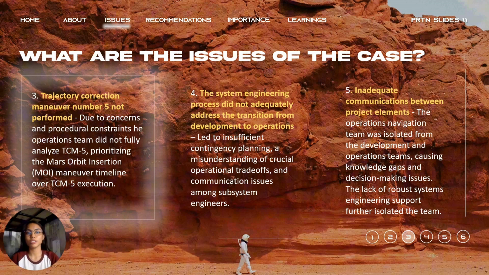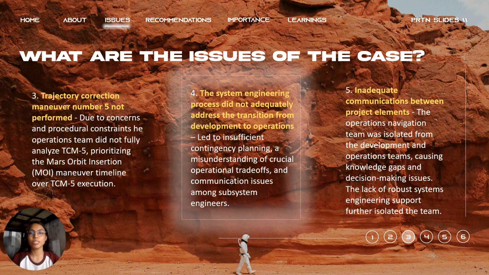Number 3: Trajectory Correction Maneuver number 5 not performed. Due to concern and procedural constraints, the operations team did not fully analyze TCM5, prioritizing the MOI maneuver timeline over TCM5 execution. There was also a lack of understanding among spacecraft operations and navigation personnel about TCM5's criticality, and confusion and oversight regarding TCM5 scheduling for the EDL phase.